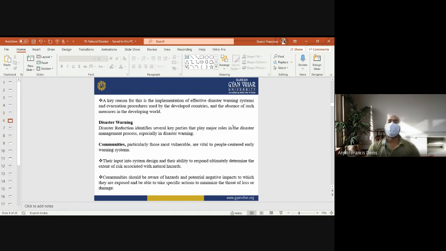Next, a key reason for this is the implementation of effective disaster warning systems and evacuation procedures used by the developed countries, and the absence of such measures in the developing world. So we see that there are major developed countries which are highly advanced in the field of information and communication technology, and they use all these modern techniques for minimizing the effect of such disasters.